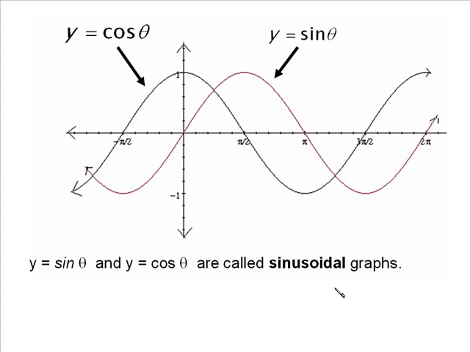And here's a term for you. Y equals sine theta and y equals cosine theta are called sinusoidal graphs or sinusoidal functions. So that's the general term that we use for the description of a cosine curve or a sine curve. When you can't decide what you want to call it, you just call it a sinusoidal wave or graph or function.